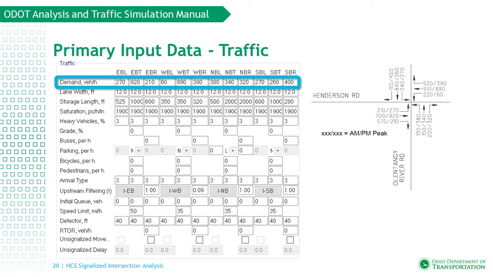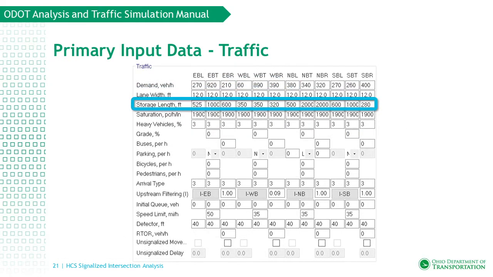As a reminder, the program employs the peak hour factor to adjust the total 60-minute demand volume to an equivalent hourly volume for the peak 15-minute period. The storage links for each movement should be measured using aerial imagery. If recent aerial imagery is not available, construction plans may be used, or the links may be field measured. Details on measuring storage links are provided in the next slides.